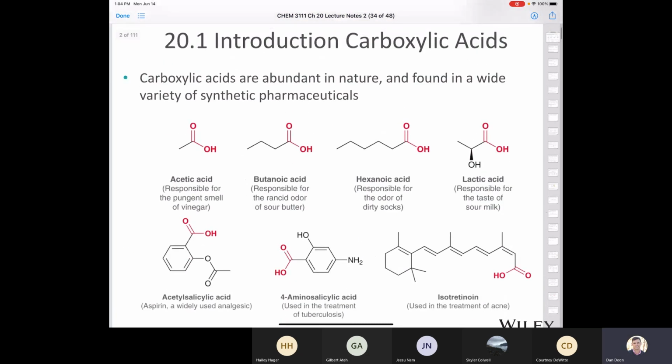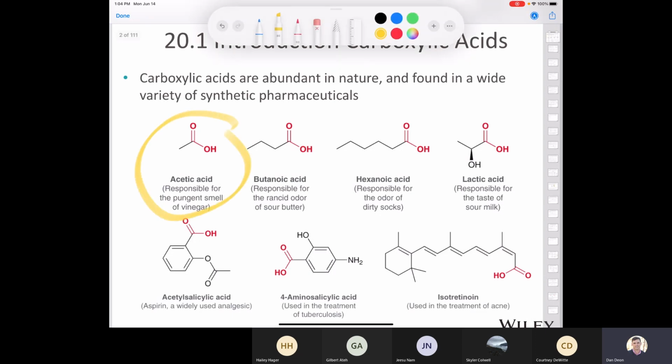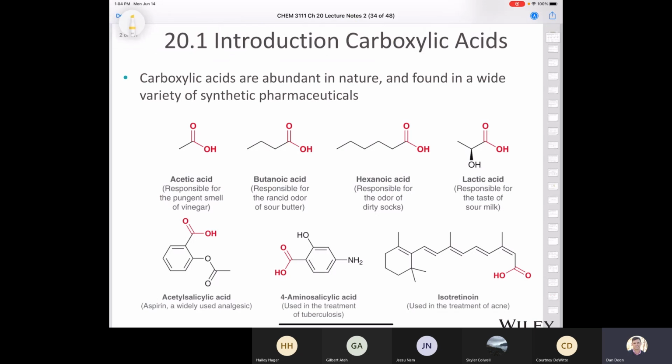It says here that carboxylic acids are very abundant in nature. It's not uncommon to find carboxylic acids in natural products as well as synthetic pharmaceuticals. You see, for example, acetic acid. I know you've all heard of that because you've all passed general chemistry too. And acetic acid is a weak acid, but it's responsible for the pungent smell of vinegar.